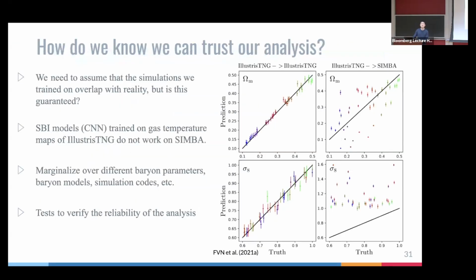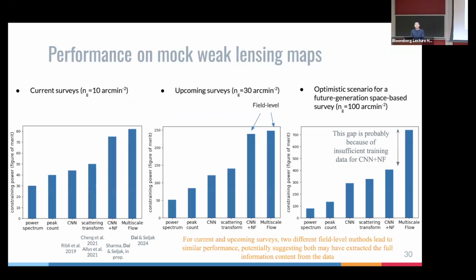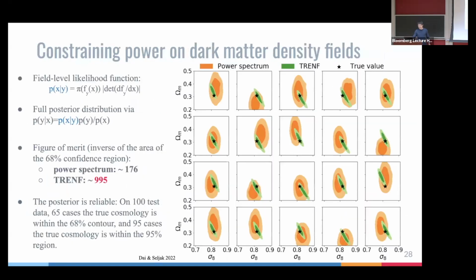Can you go back to the previous slide, the one before this? So when you plot the constraining power, what is the figure of merit here? Oh, right. Sorry. The figure of merit is defined on the omega m and sigma 8 plane. It's just the inverse of the area of the 1 sigma contour. Okay.